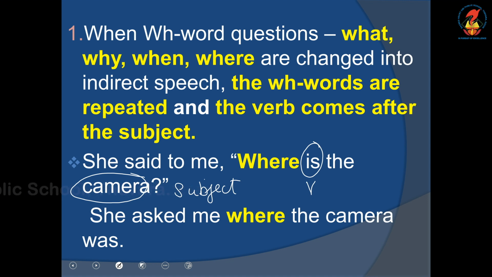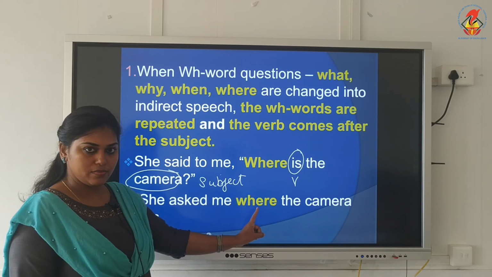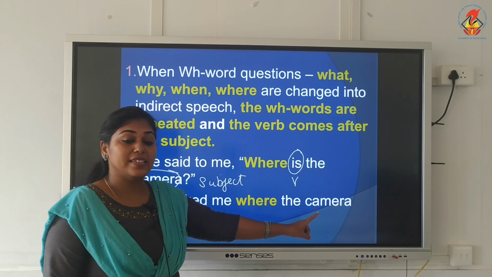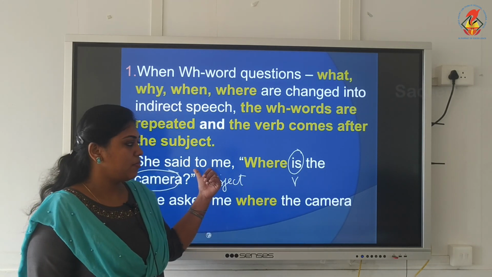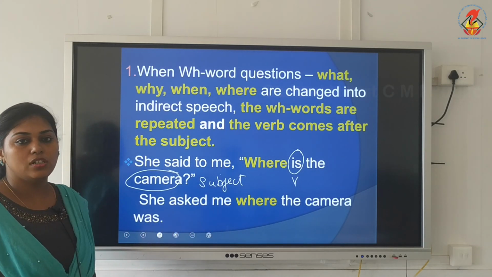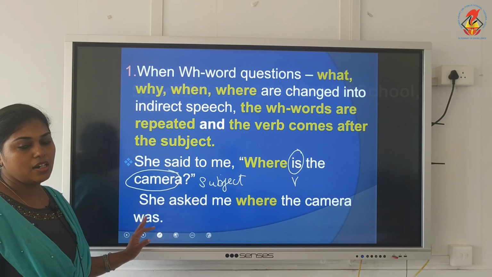Did you understand? First, after changing the reporting verb, what you have to do? You have to repeat the question word. If it is where, where. If it is when, when. Okay. Then you should write the subject. Here camera is the subject, so I have written where the camera. Then comes the verb, and don't forget to make the change regarding the verb. Okay.